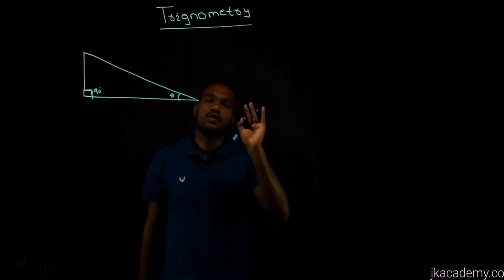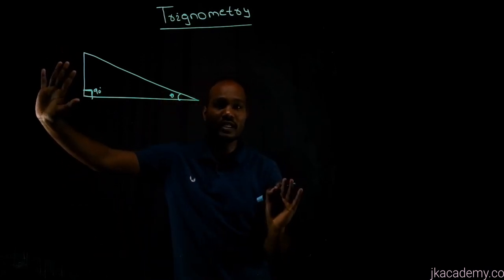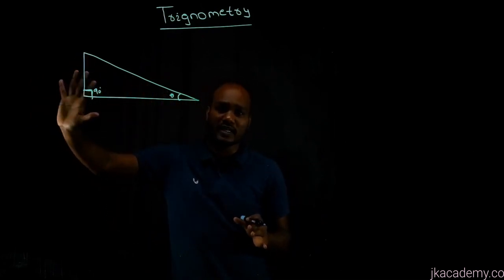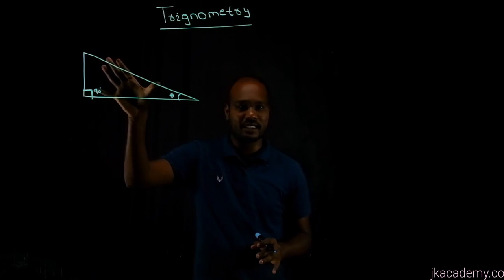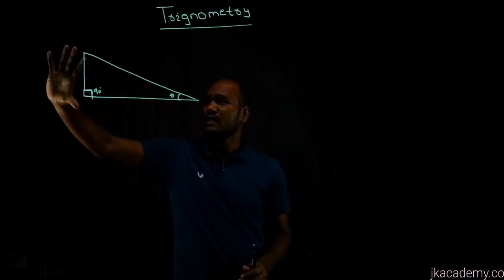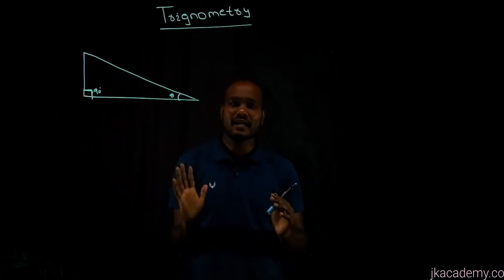Now see here. The nomenclature of the sides is very important. For DCET, most of the questions can be solved just by knowing the name of each side.